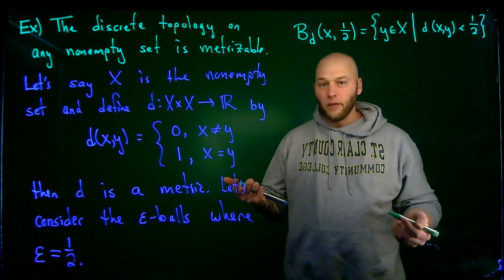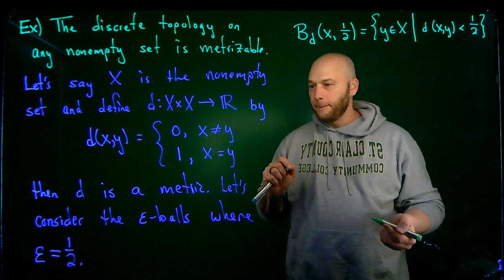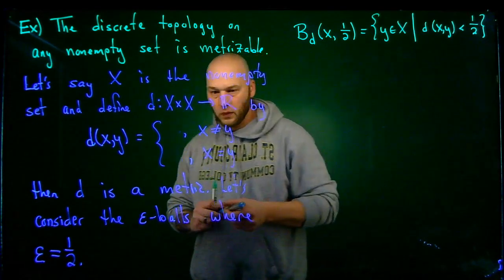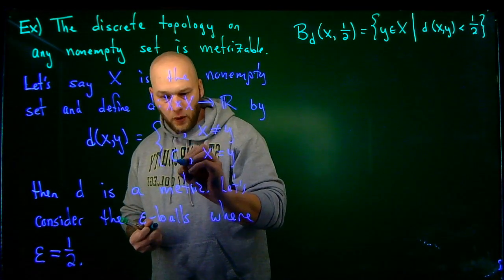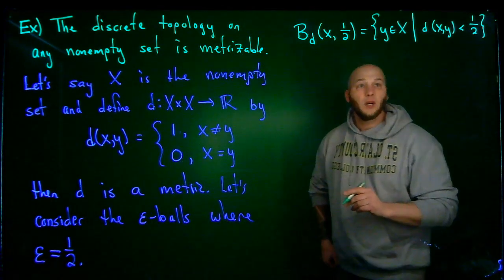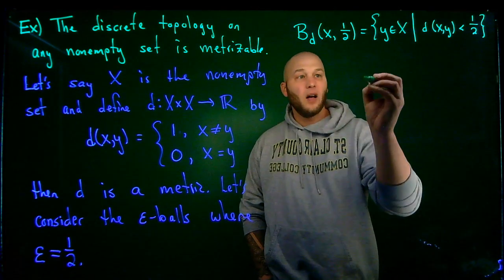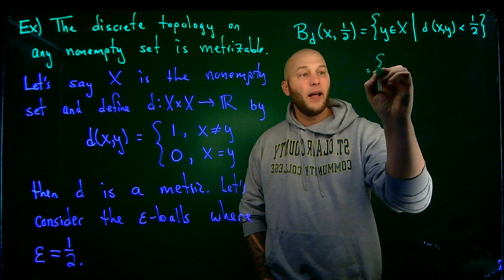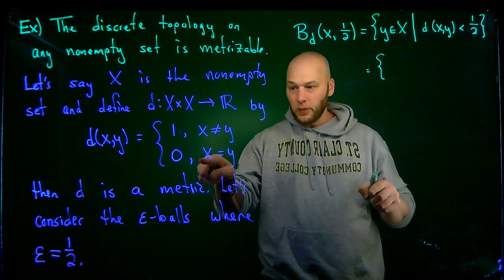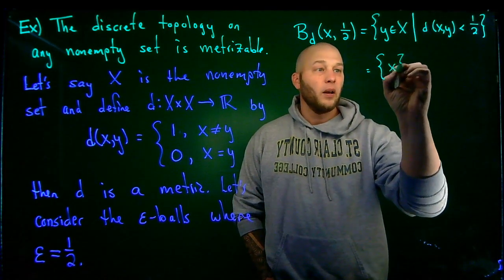Well, the only possible values that I have for this distance function are 0 and 1. You know what? Let's reverse that. It's 0 if x and y are the same, and 1 if it's different. Okay. The only values that are less than 1/2 away would be x itself. So the only value where d of x,y is less than 1/2 would be, of course, when it's 0, which means that x and y have to be the same, which means that this is going to be the singleton {x}.